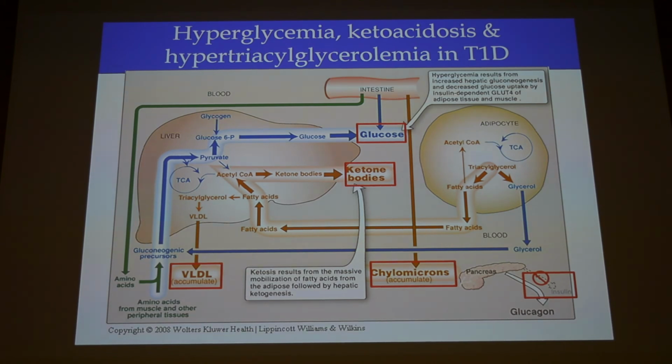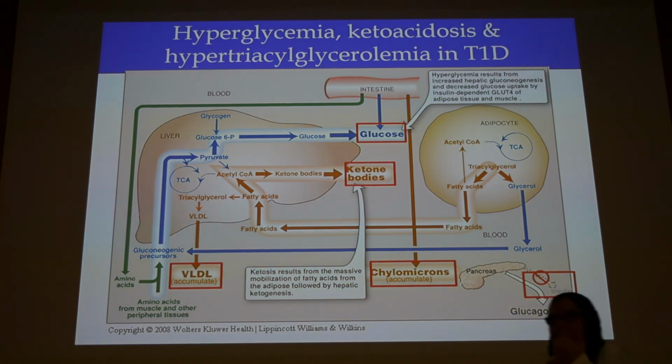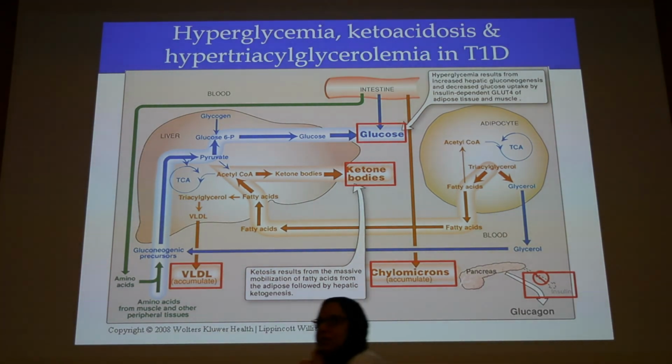Because we don't have enough lipoprotein lipase to break down the triglyceride. So these two things will elevate the triglyceride in the blood. Okay, so this is one thing, the elevated triglyceride. What about the two other things? The hyperglycemia and the ketogenesis.